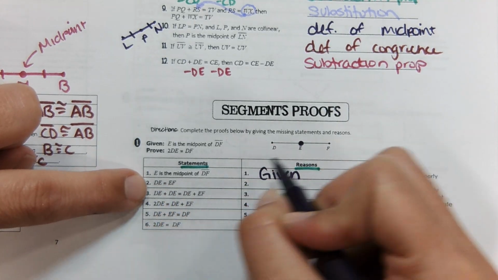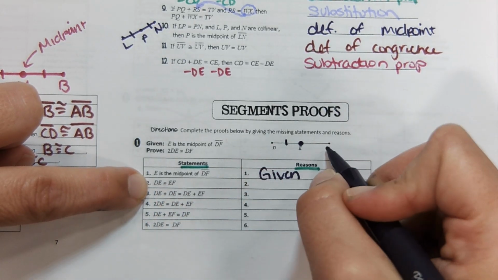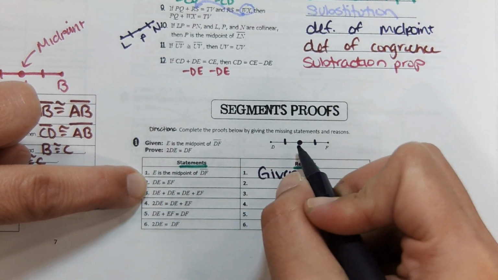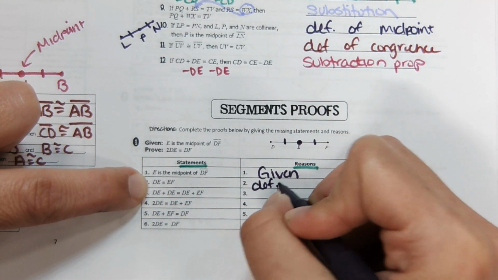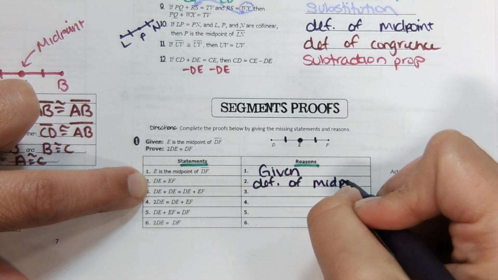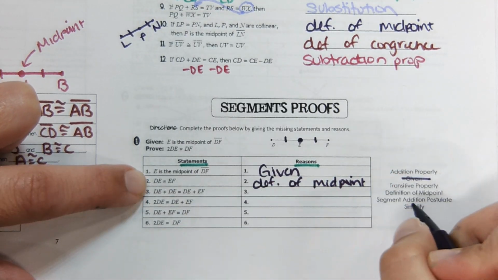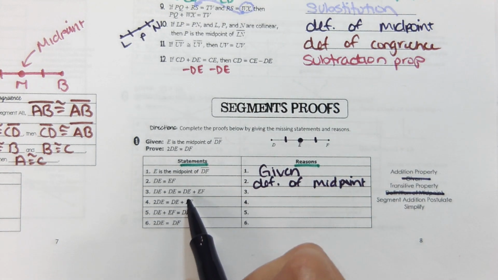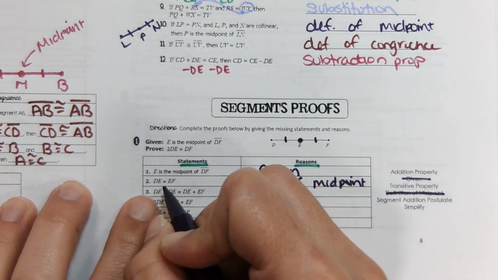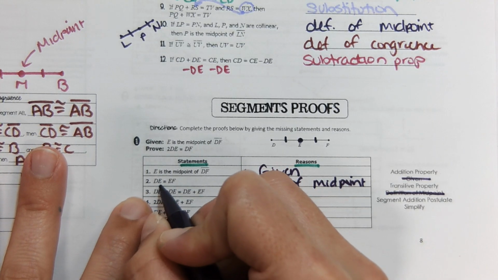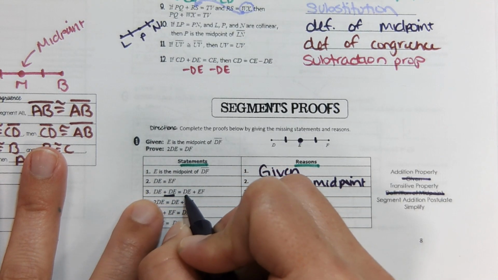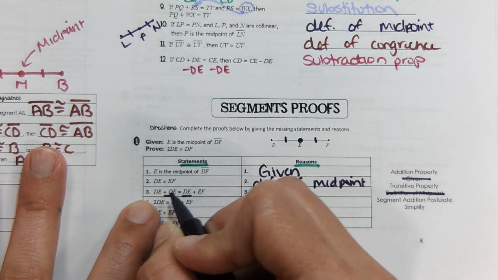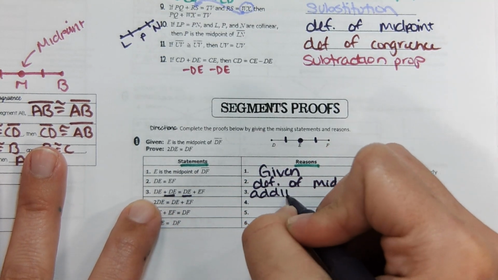So here it says E is a midpoint of DF, cool. Then they say DE is equal to EF. Well, the reason why those are equal is because that's the midpoint. So the reason here is definition of midpoint. And then we can cross that off. Okay, the next one, I'm just looking at what's happening and then identifying a property. So they go from this to this. They're adding DE to both sides of DE equals EF. They added DE here and a DE on this side. So they added the same thing to both sides. That's addition property.